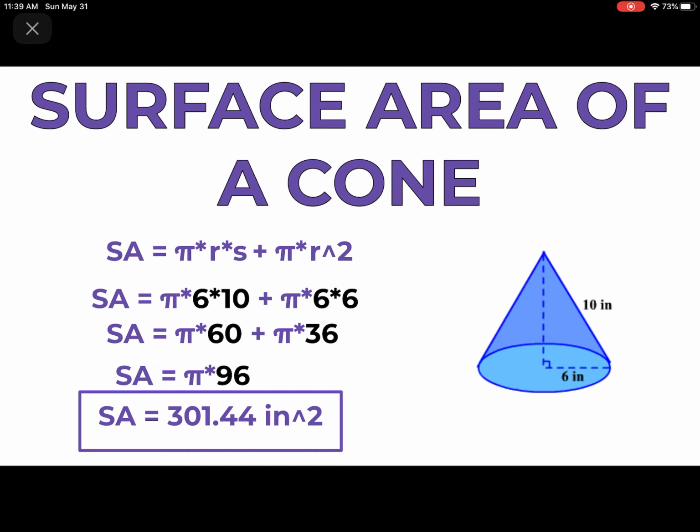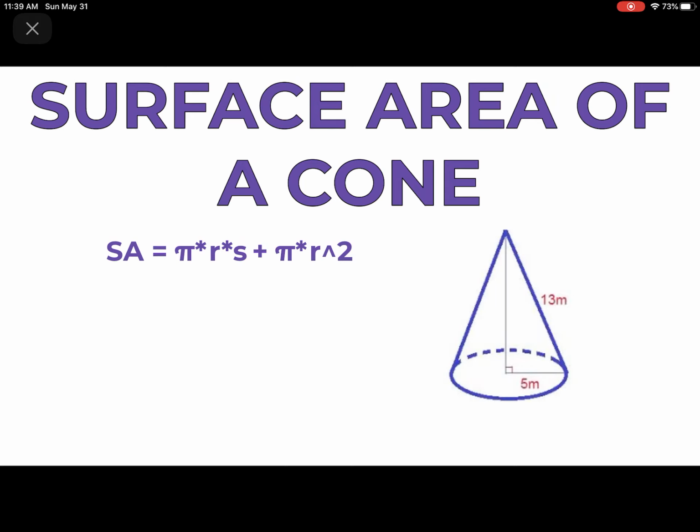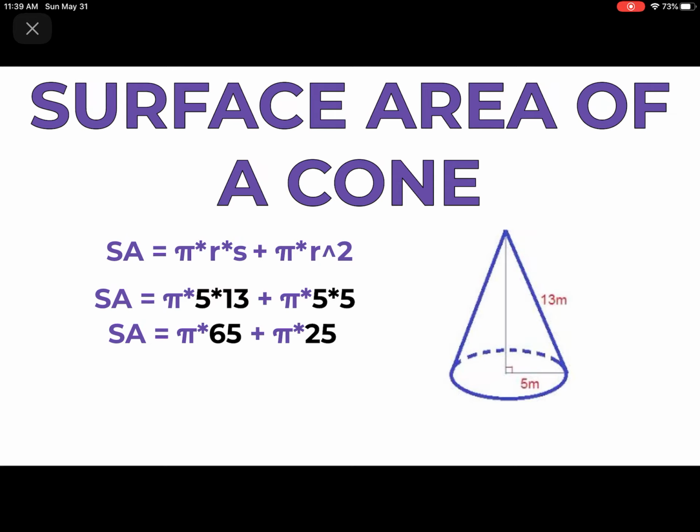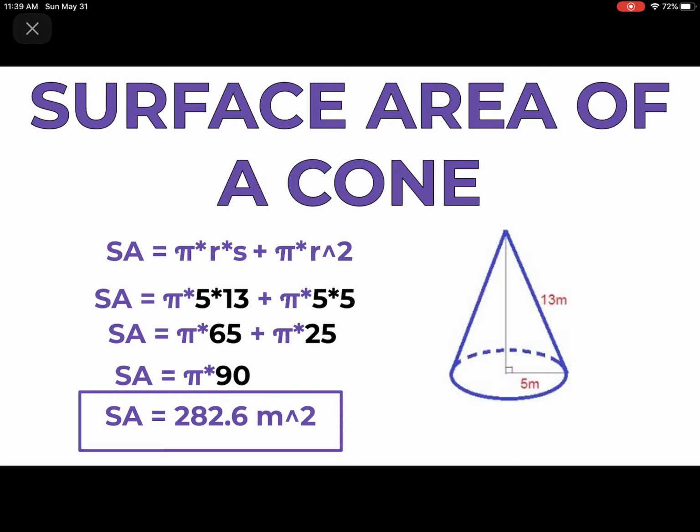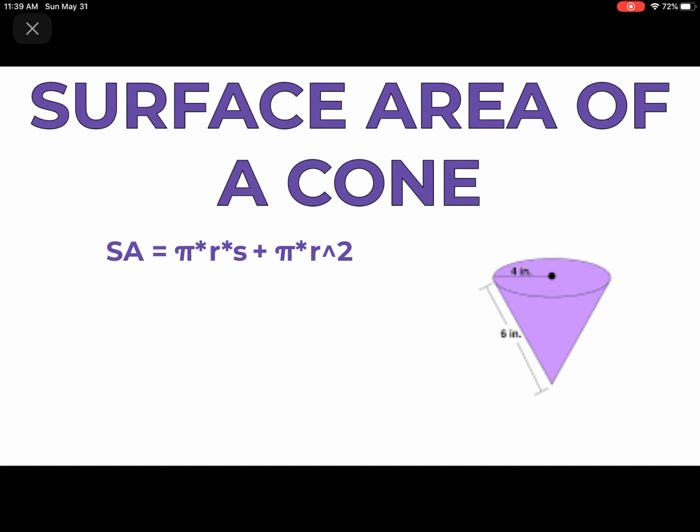Take it one step at a time. If you need to just do pi rs and then do pi r squared and then add them, that's okay too, all right? Another example. Our slant height is 13. Our radius is 5. So I have SA equals pi times 5 times 13 plus pi times 5 times 5. Multiplying those out, pi times 65 plus pi times 25. Again, since they're like terms, I can add those together. I have 90 pi. And lastly, I multiply it out, 282.6 meters squared, okay?